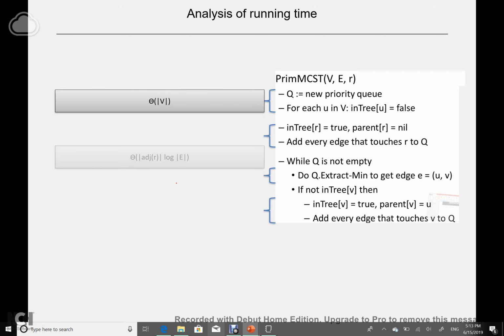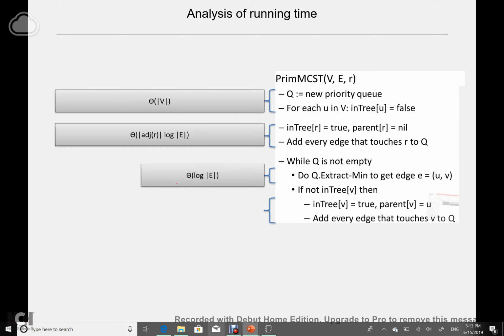Okay, let's take a look at the runtime. In the initialization part, it needs theta V, right? And in the part where we add the arbitrary node, we need the adjacent edges of r times log E, because this is the priority queue. When you add each specific edge, you don't have to readjust, and we consider that. Then in the while loop, extracting the minimum takes theta log E, and checking whether this vertex is not in the tree, since we use a specific array to do that, is easy to check in constant time.